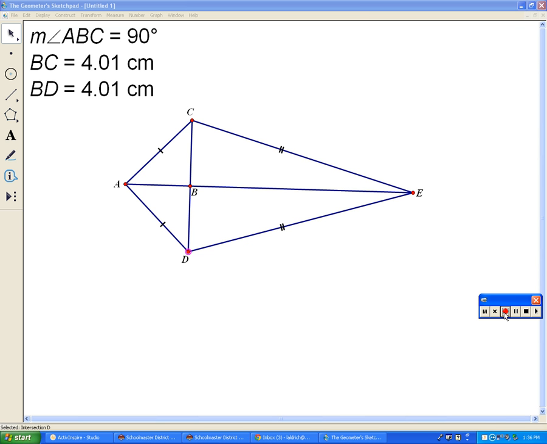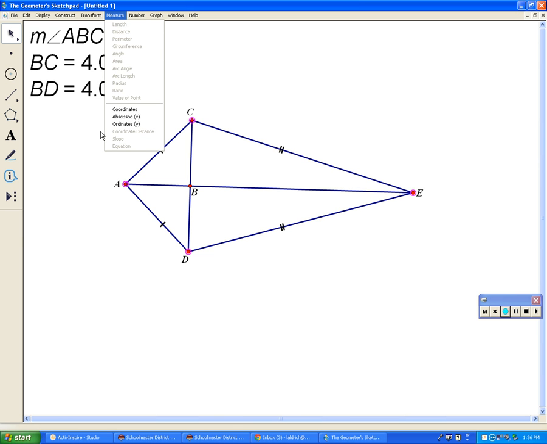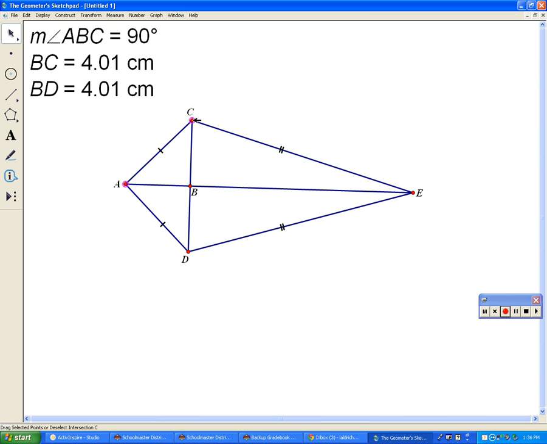Yes. The non-vertex angles are congruent. The non-vertex angles are what? Congruent. Okay, so he's saying the non-vertex angles are congruent. So he wants this angle right here to be congruent to this angle right here.